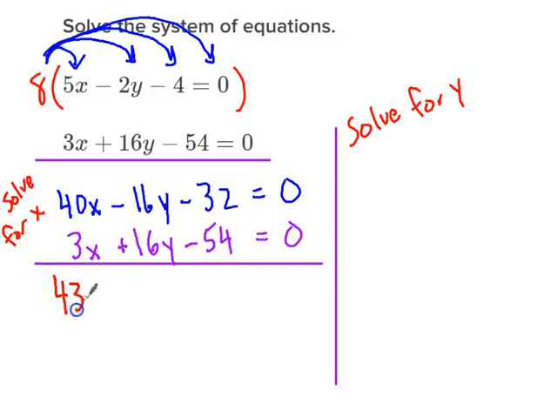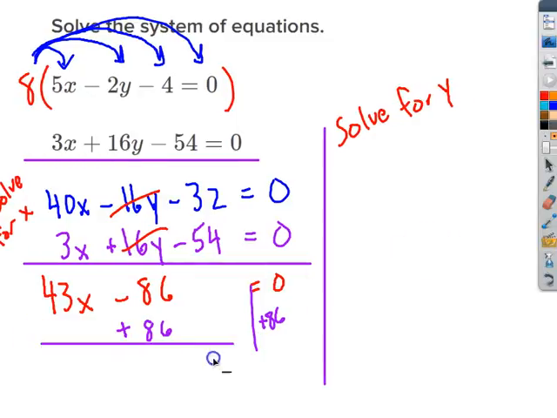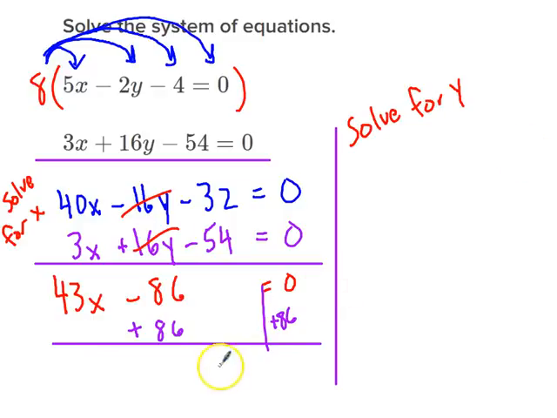40 and 3 make 43x. These are opposites, so they cancel. I had to set it up so that they cancel. And 32 and 54 make 86. And that's equal to 0. I was tempted to put the equal sign there, but I always line it up. The opposite of 86 is plus 86. And I am almost done, because 43 times x is equal to 86, which means that x is 2 because I divide both sides by 43, and 43 goes into 86 2 times.